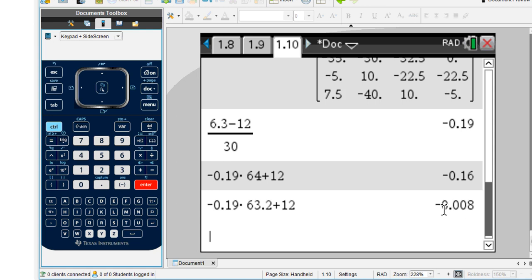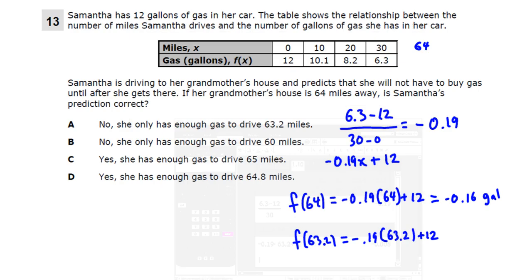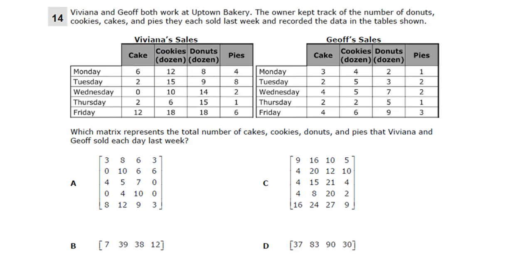Yeah, so that's going to be about close to 0. So we didn't quite make it there. So we'll say no. That's going to be it. You can get to 60 miles because you're going to have about 0.6 gallons left. That last 4 miles. So quite the thing there.